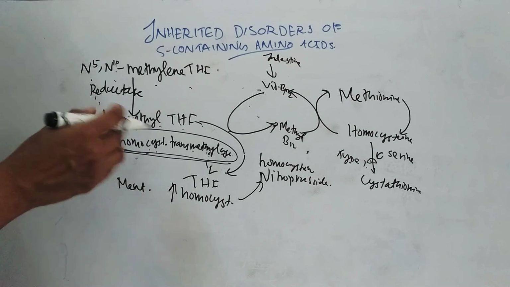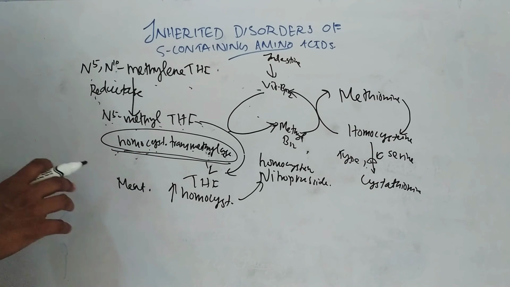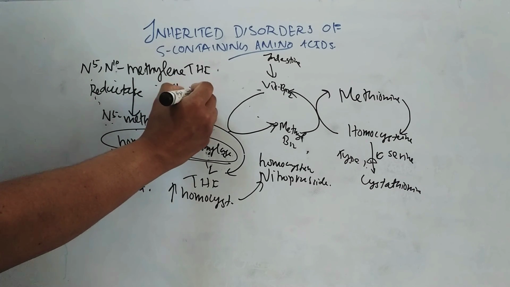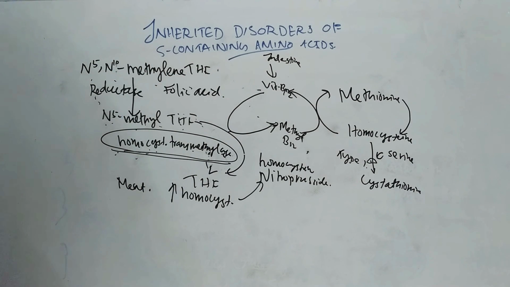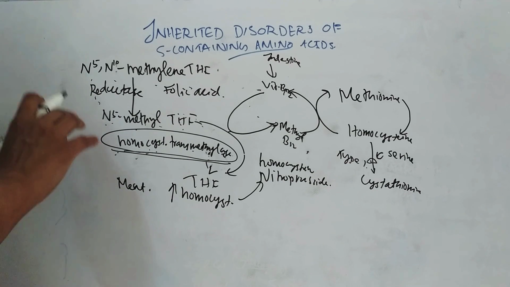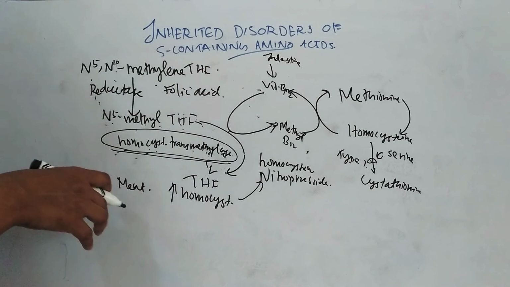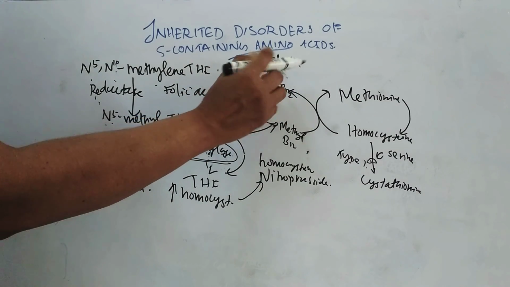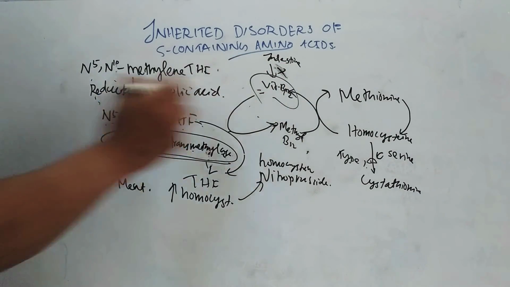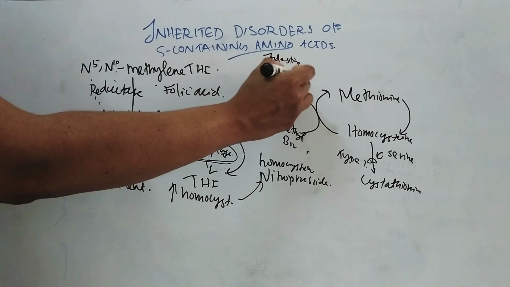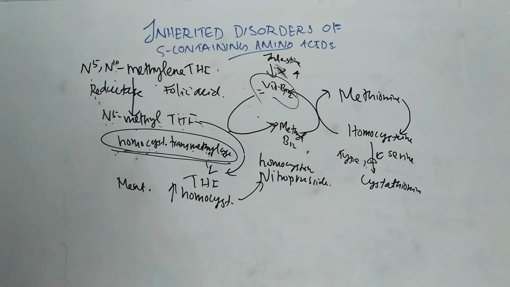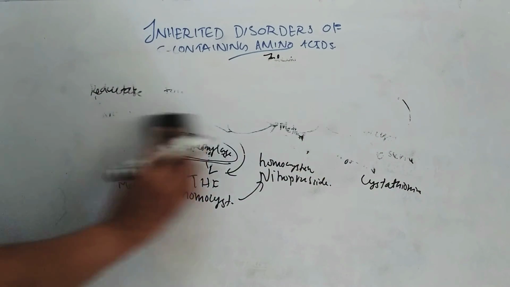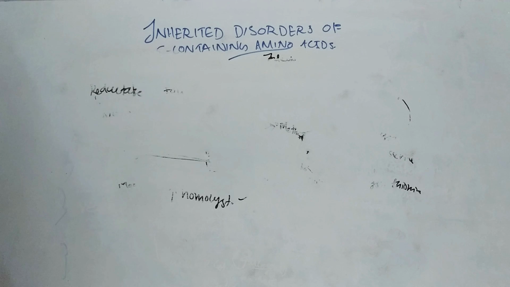Both type 2 and type 3 homocystinuria show response to folic acid administration. So that is about homocystinuria type 2 and type 3. Coming to type 4, this is due to defective intestinal absorption of vitamin B12. That is homocystinuria type 4. So these are the inherited disorders of sulfur containing amino acids. This is today's topic. Thank you for watching.